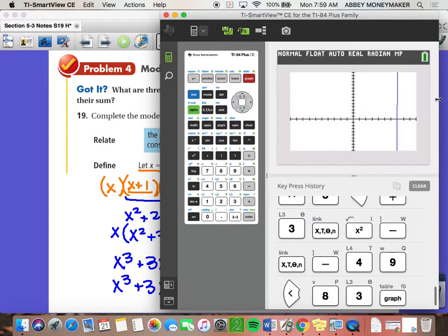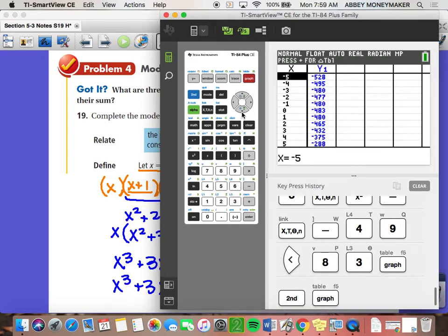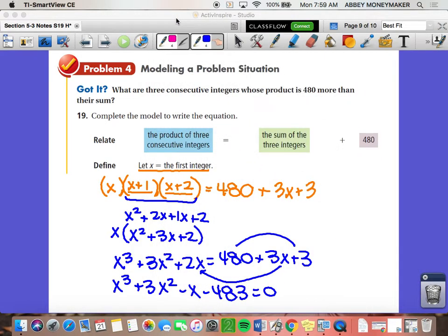So we can see where it crosses the x-axis. And let's go to the table because it looks like it's going to be pretty nice. And it looks like it was at 7. Yep, and it sure was. So here we would say x equals 7. So what are the 3 consecutive numbers? It would be 7, 8, and 9.